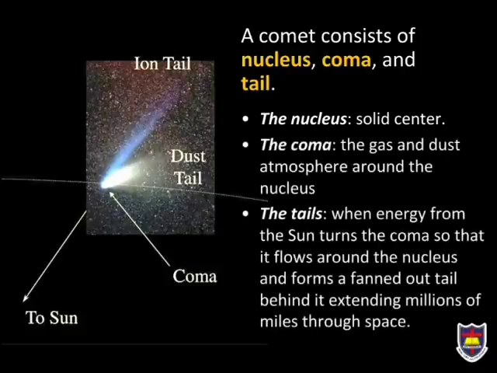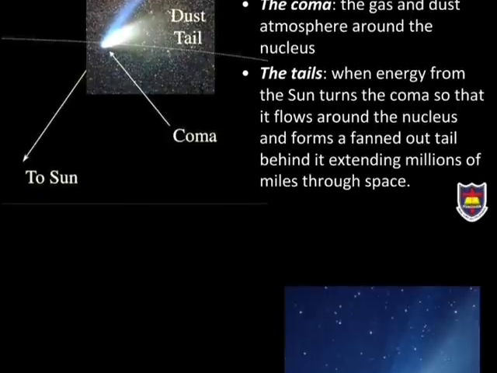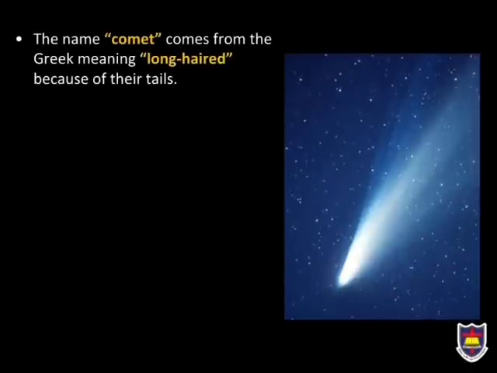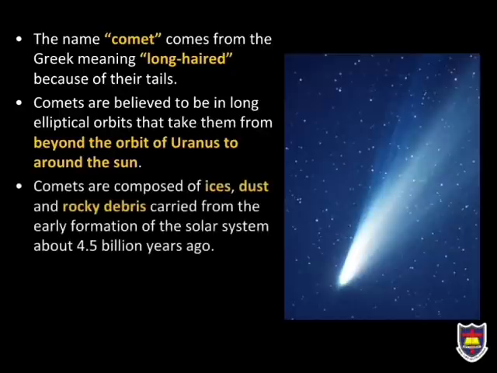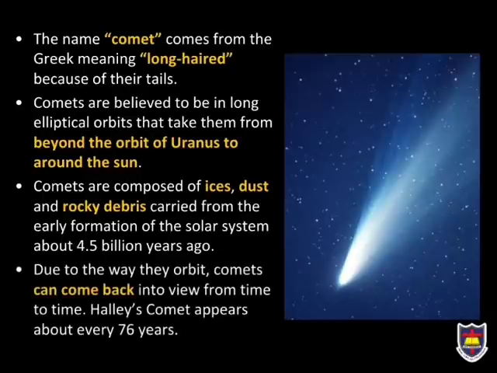The tail forms when energy from the Sun turns the coma so that it flows around the nucleus and forms a fan-out tail behind it, extending millions of miles through space. The name comet comes from the Greek meaning long-haired because of their tails. Comets are believed to have long elliptical orbits that take them from beyond the orbit of Uranus to around the Sun. Comets are composed of ice, dust, and rocky debris carried from the early formation of the solar system about 4.5 billion years ago. Due to the way they orbit, comets can come back into view from time to time. Halley's Comet appears about every 76 years.